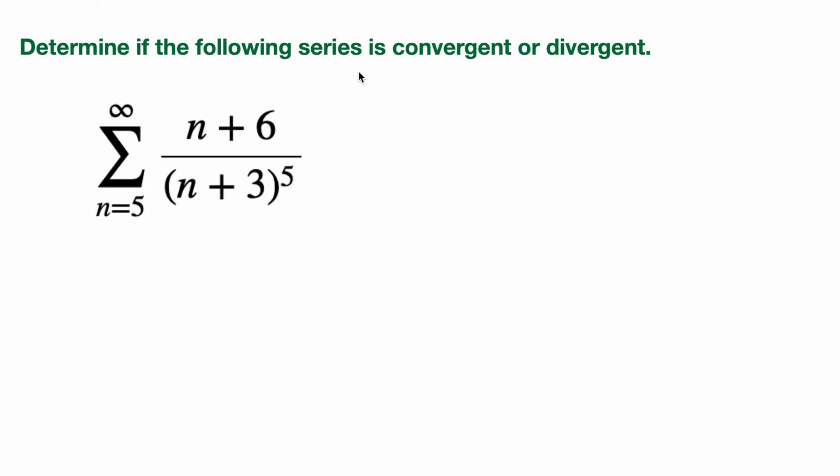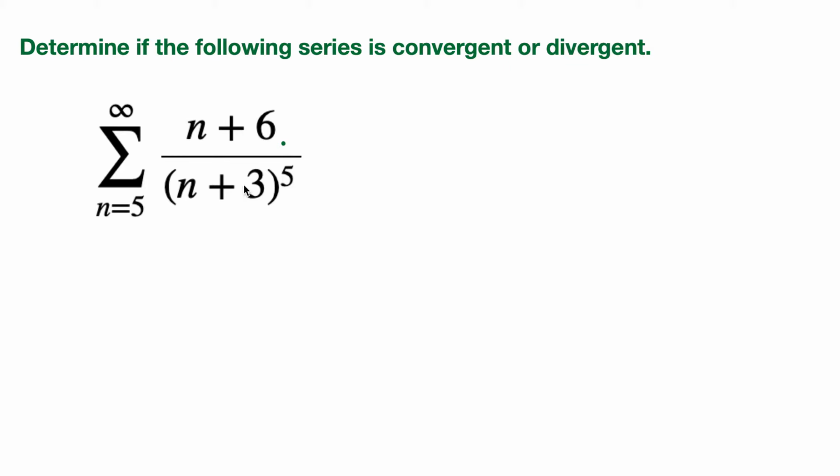Determine if the following series is convergent or divergent. So we have a series here and it starts from n equals 5 through infinity, but the conclusion will be the same even if it started from n equals 1 or n equals 2. And notice these terms are all positive. I mean, there are no negative terms. And the bottom looks more complicated.